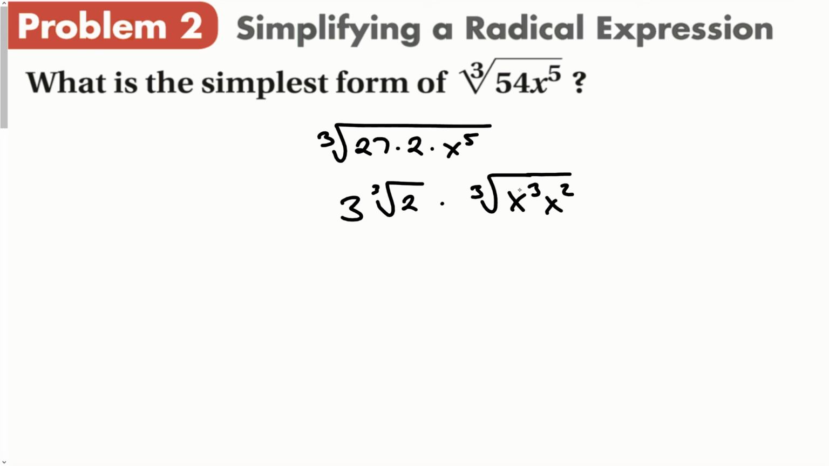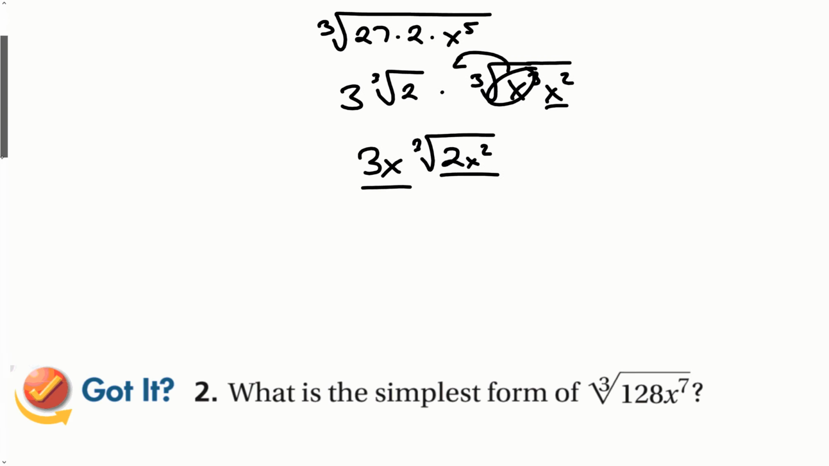Okay, but I want to pick a number that's divisible by 3, right? I want my exponent and my index to be divisible. Okay, so I want my exponent to be divisible by my index, and that means I can take it out. So this one can come outside and turn into x, and this one is left behind. So altogether, this becomes 3x cube root of 2x squared. Okay. The 2 and the x squared are left behind, and the 3x was taken out by taking a cube root.